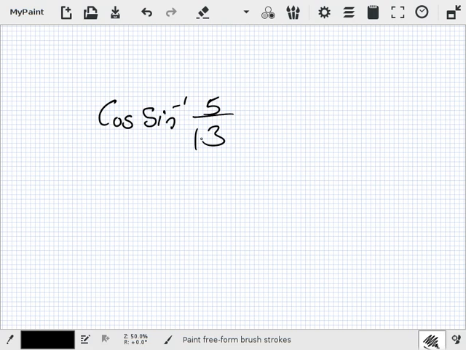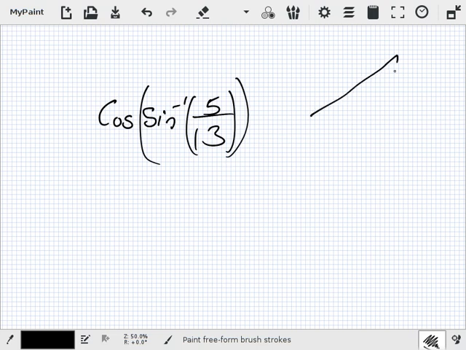Now tell me, is 5 over 13 a ratio or an angle? It's a ratio. Sine inverse 5 over 13, is that a ratio or an angle? It's an angle. Cos of sine inverse 5 over 13, is that a ratio or an angle? It's a ratio, because cos of an angle is adjacent over hypotenuse, okay? So, 5 over 13 is a ratio, and sine inverse of it is an angle. What angle is it?